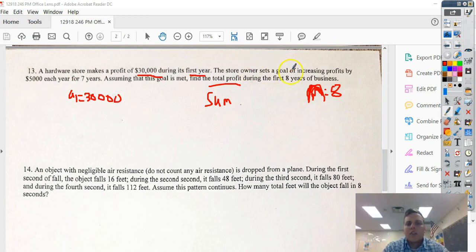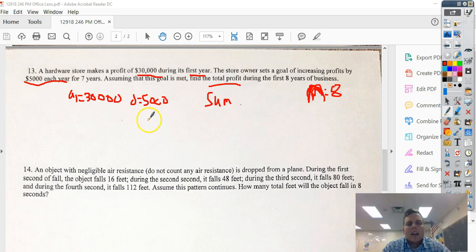What does it say right here? The store owner sets a goal of increasing profits by 5,000 each year. So I'm just adding 5,000, not multiplying by anything. I'm just adding 5,000 each year. So that means this is a common difference, which then makes this an arithmetic problem.